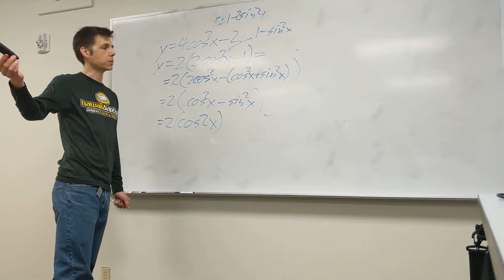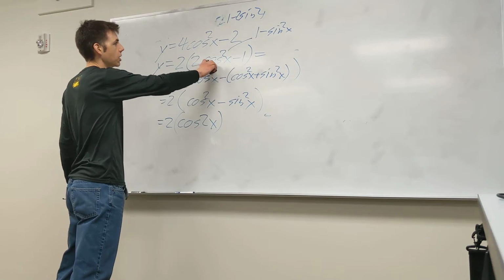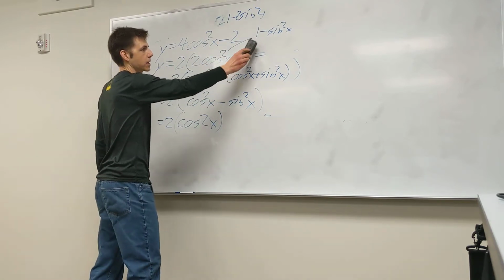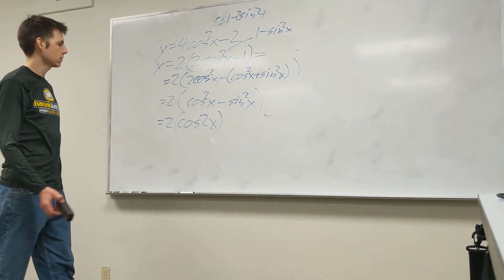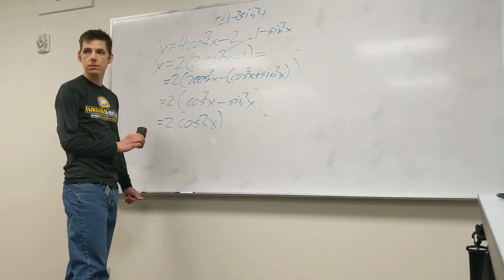And actually what Cameron was saying is going a different step and rewriting cosine squared x as 1 minus sine squared x. That gets you there too, right? Either way, you would end up with cosine of 2x.